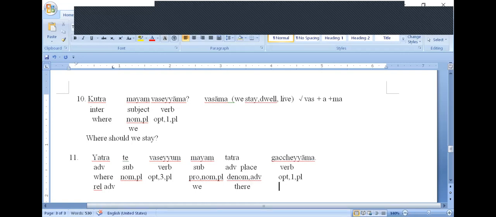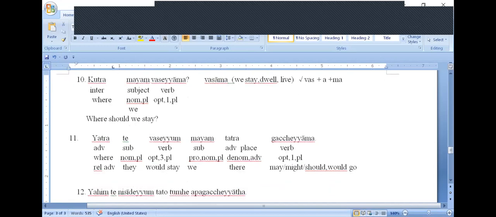So meaning is may, might, should, would, go. Go, okay. Then the waseyong should be would live or would stay. Would stay is there, all right? So the whole meaning is?